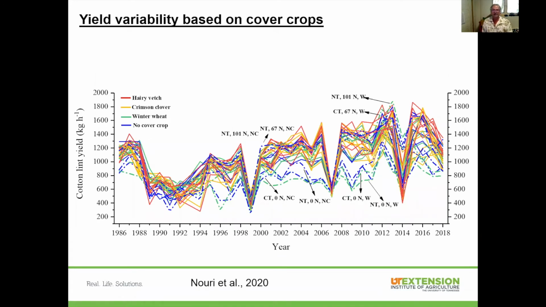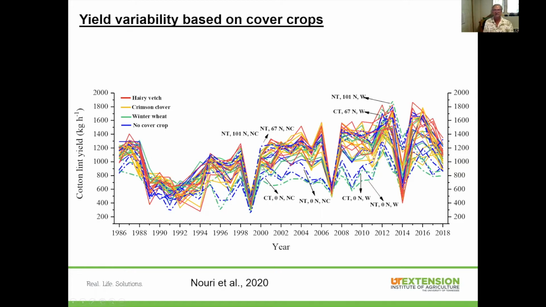This is some recent data that Amin Nouri did as part of his PhD work. This is looking at a long-term continuous cotton experiment that we have in Jackson. It's a very, very busy slide, but what I want to emphasize here is going back to the early 80s, all the way through to 2018, you can see the variation in the crop yields. And what I want you to pay attention to is the no cover crop, which is the blue line. And you can see over time, that blue line starts to dominate in the lower yielding parts of the years, whereas the reds and the yellows and the greens float to the top.